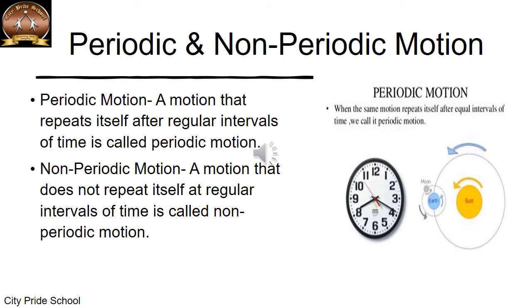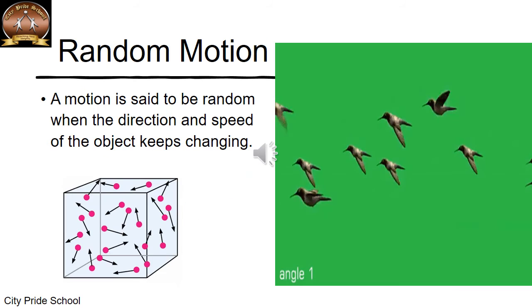Even the arms of a clock will come under periodic motion. It's not only oscillation, it could be any type of motion where the motion repeats itself after regular intervals of time, like the clock, or the rotation or revolution of the earth, which keeps on repeating after a fixed interval of time. So it is termed as periodic motion. Non-periodic motion is all the other motion which is not repeating at regular intervals of time.